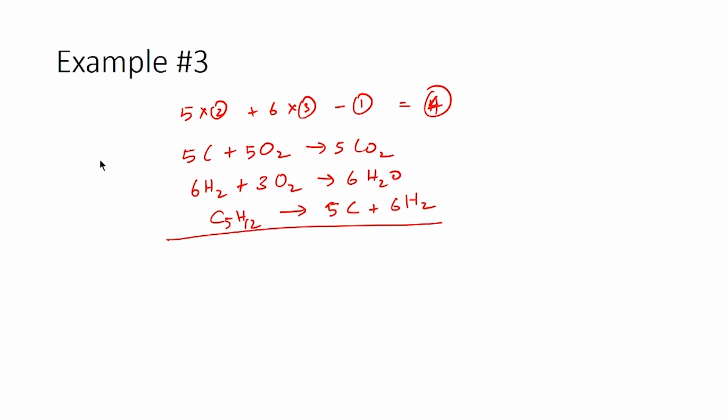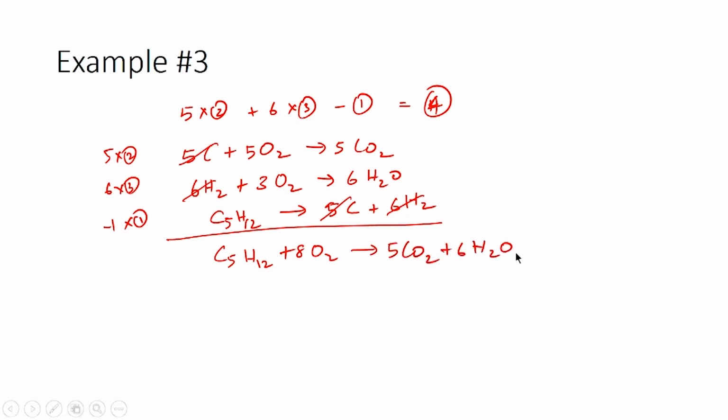So, this is basically 5 times 2 that I have done, 6 times 3 that I have done, and minus 1 times 1 that I have done. Adding all this, what we end up with is 5 carbon gets cancelled, 6 hydrogen gets cancelled, and you have C5H12 plus 8 oxygen gives 5 CO2 plus 6 H2O.